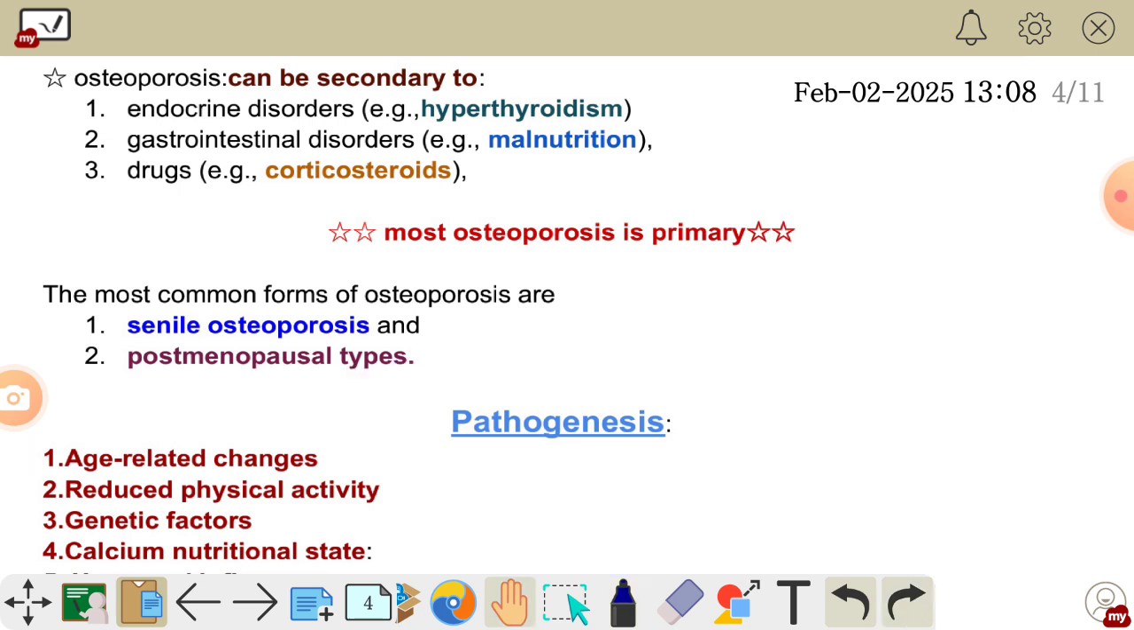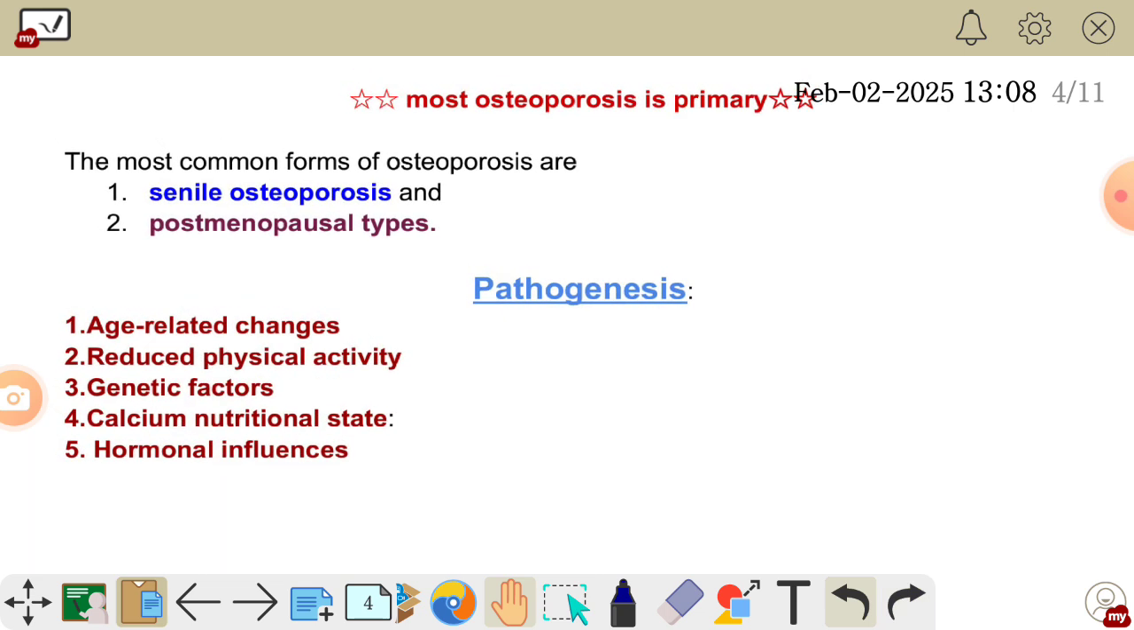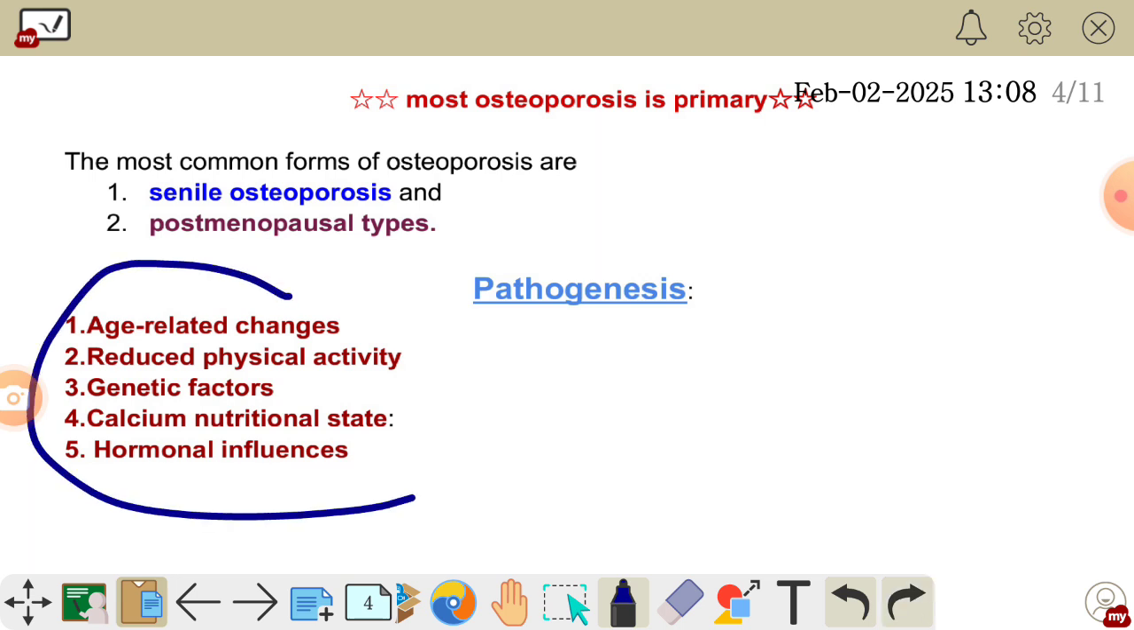Now let's move on to the pathogenesis. So the pathogenesis, we have different causes of osteoporosis. So the pathogenesis will be based on what is causing the osteoporosis. For example, if it is age-related, then we are going to explain the pathogenesis in relation to the age. And then we can also explain the pathogenesis in relation to the physical activity, the genetic factors, calcium, nutritional state, and hormonal influences. So I'm going to explain the pathogenesis in relation to these causes of osteoporosis.